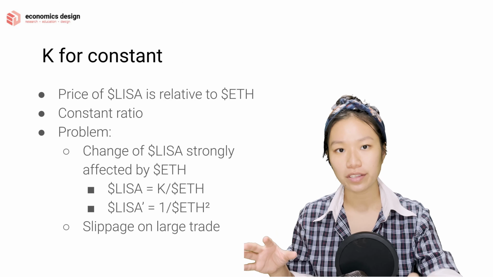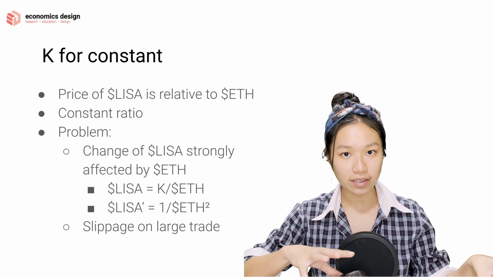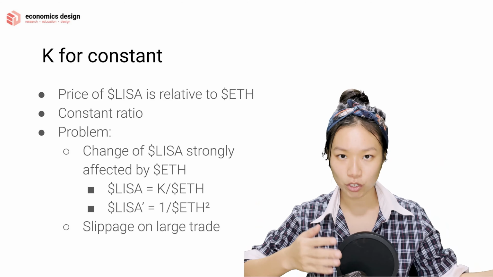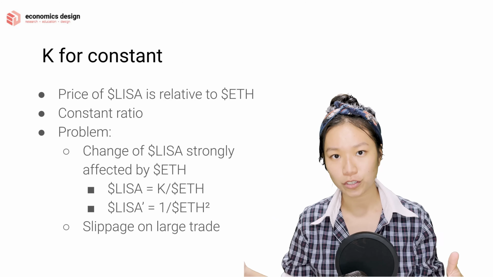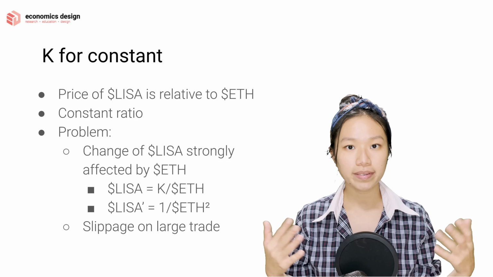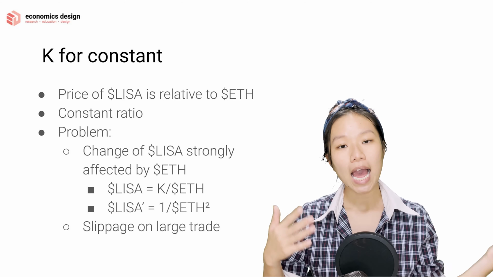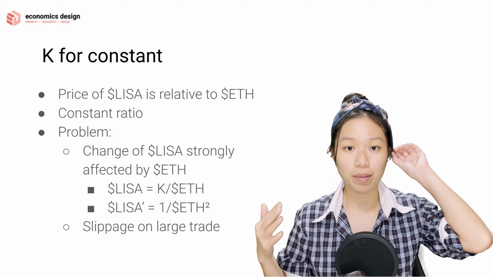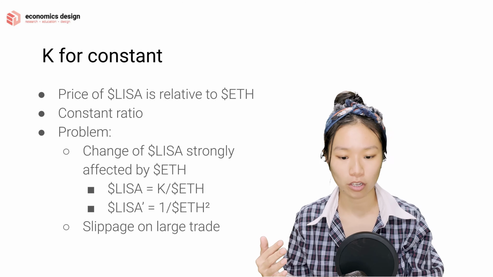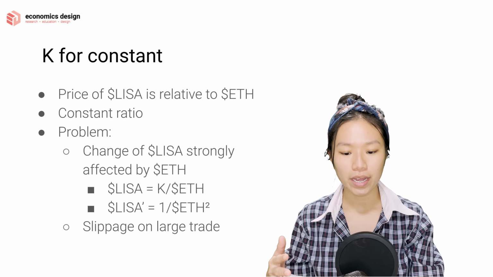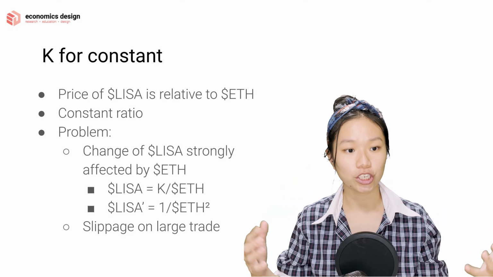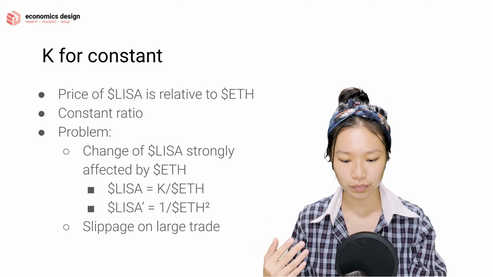Because this constant change is something that exists, and we see it in Uniswap version 1 and in Uniswap version 2. The problem is that you've got slippage on large trades, and the other problem is that you have impermanent loss, greater chances of impermanent loss. So in version 3, that's what Uniswap is trying to change. That's what Uniswap is trying to improve.